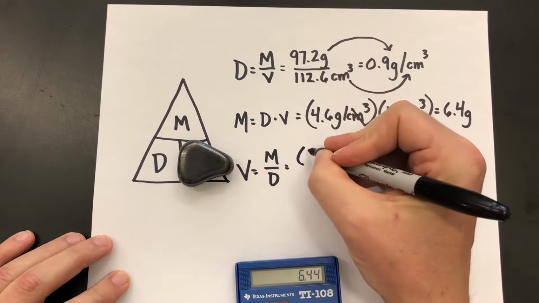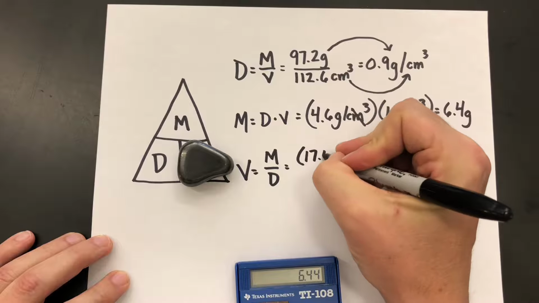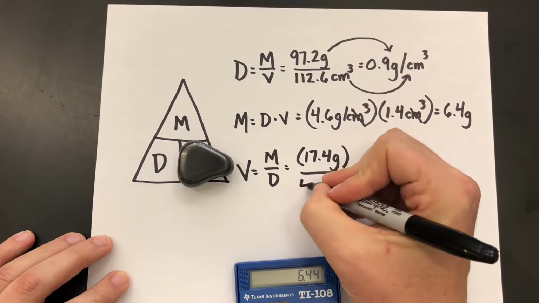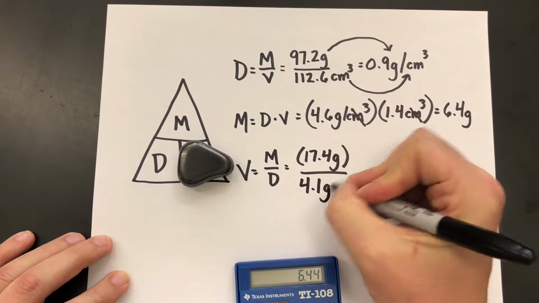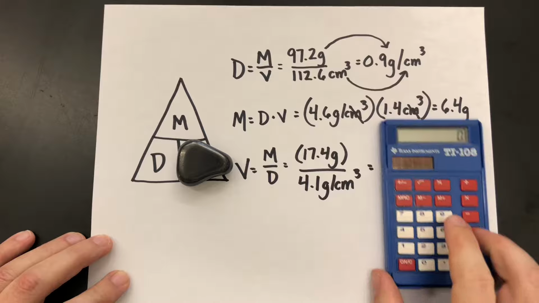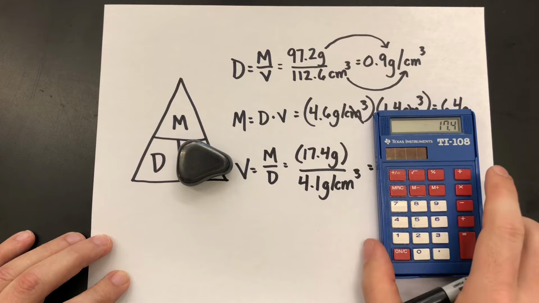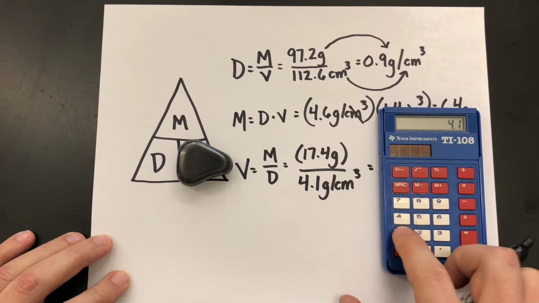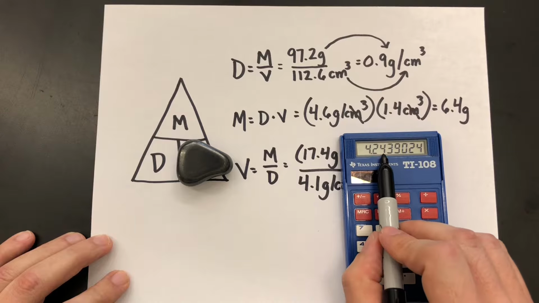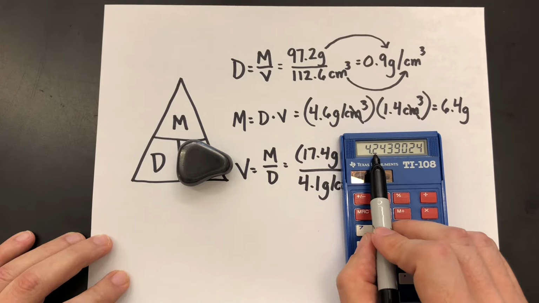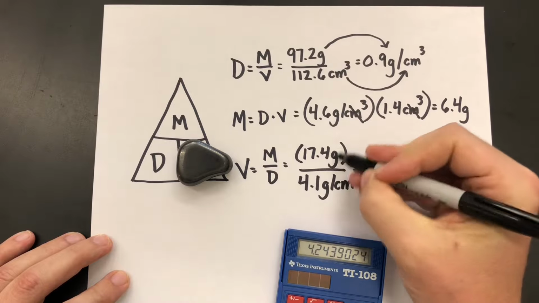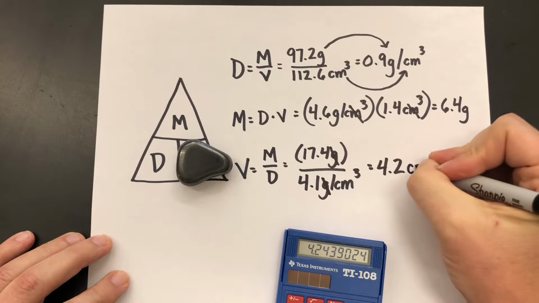Mass, let's say in this case, is going to be 17.4 grams divided by the density of 4.1 grams per cubic centimeter. Take those, just divide them. Mass of 17.4 divided by the density of 4.1, and that turns out to be 4.24 with the remaining numbers. Rounding rules, the 4 in the hundredths will have no impact on the 2 in the tenths. 4.2, the grams cancel out, cubic centimeters.